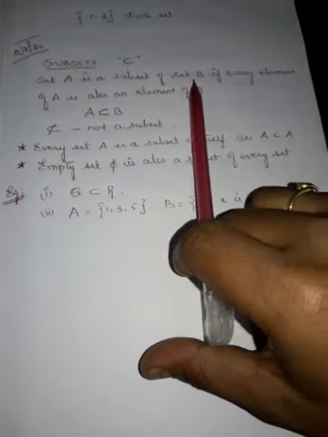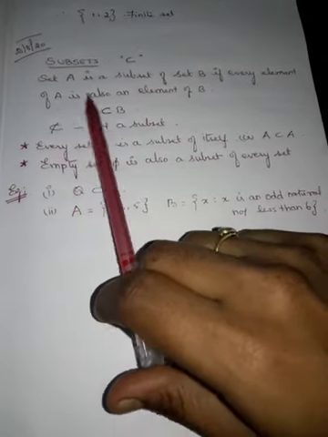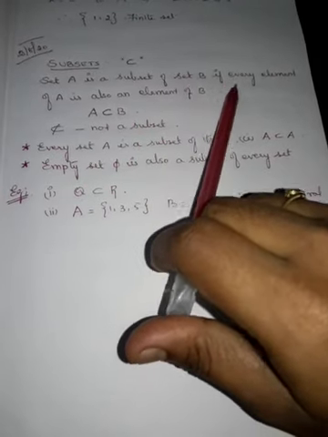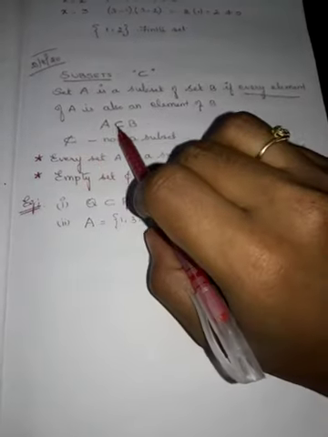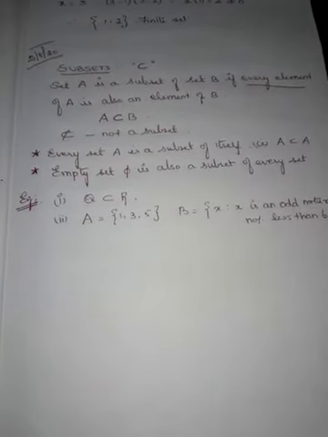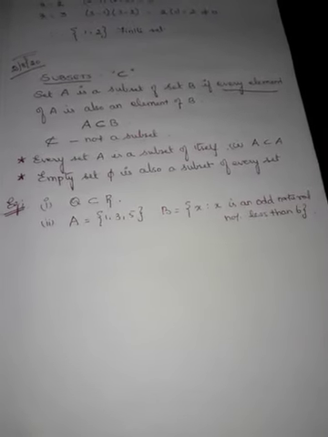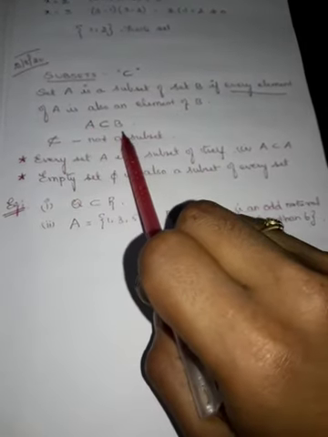What is meant by a subset? A set A is a subset of set B if every element of A is also an element of B, and it is denoted by this symbol. Understand the wording properly. Each and every element of a particular set should be available in the other set. Then only that particular set is called a subset of the other set. We will denote A is a subset of B.